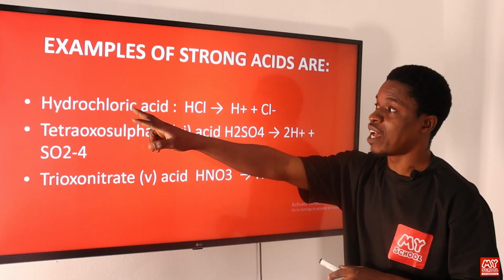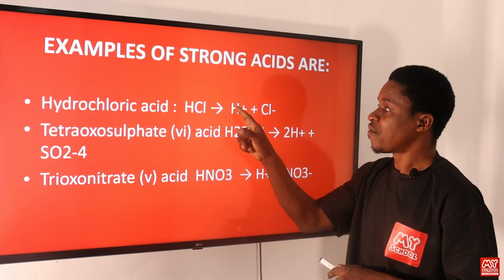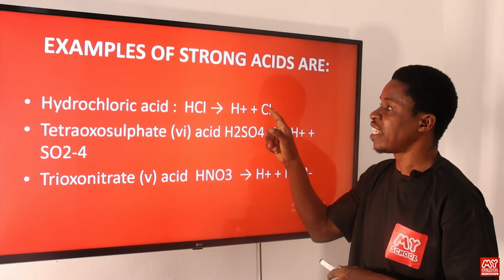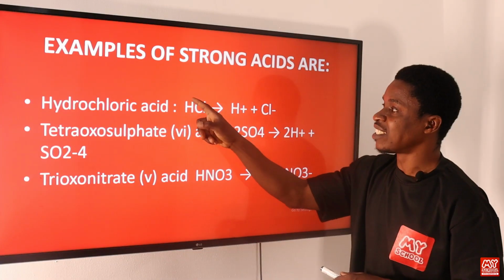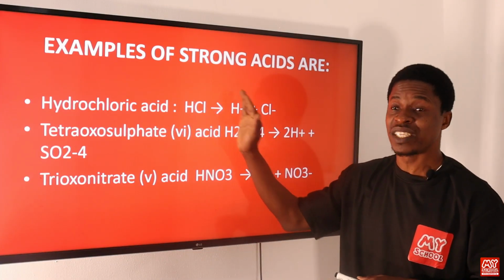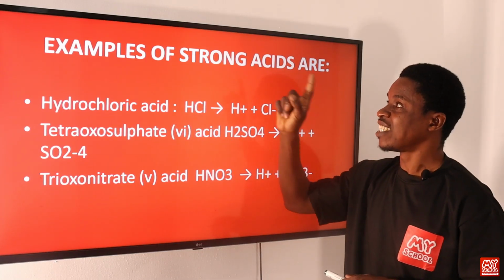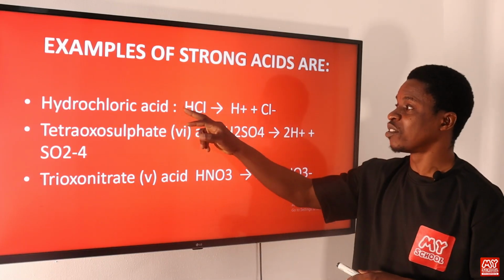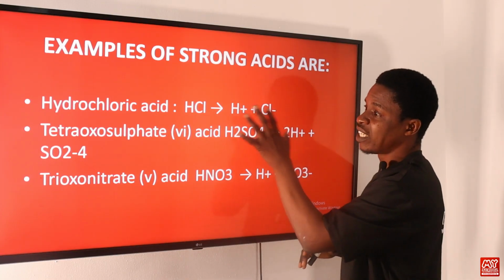Examples of strong acid, we have hydrochloric acid, which is HCl. If you dissociate this, we have H plus, then plus Cl minus. So this is your anion, this is your hydrogen ion. Now, all the hydrogen that is in this acid is dissociated completely and separated from this. So we can say hydrochloric acid is a strong acid because all the hydrogen in that acid is separated, dissolved completely in solution.